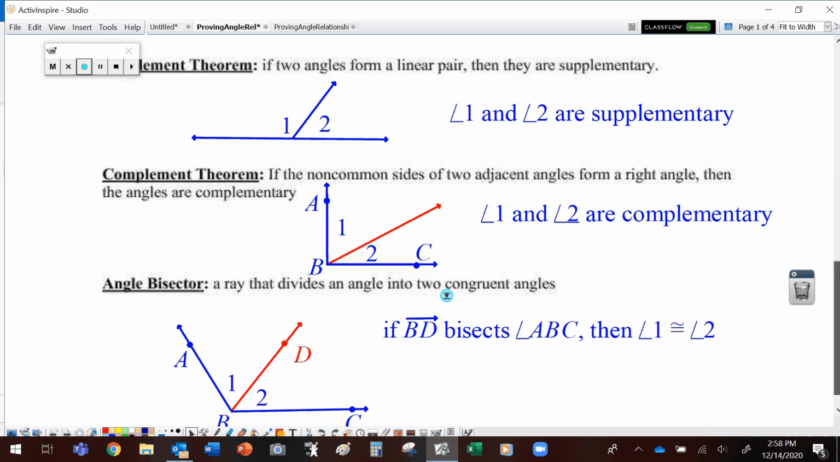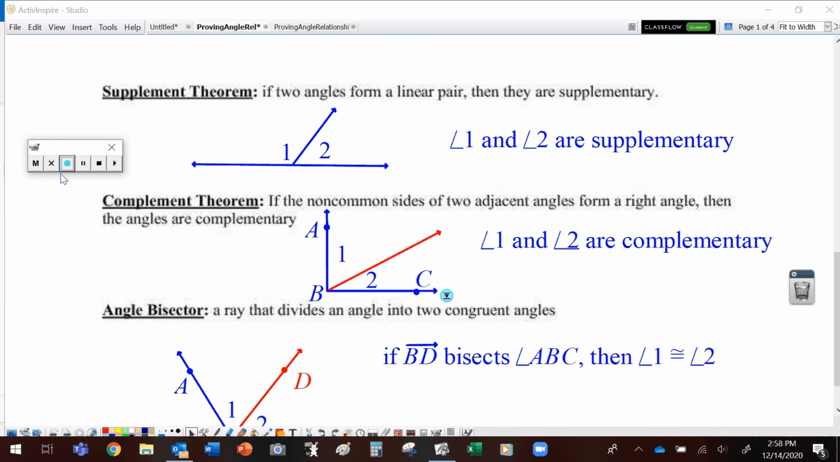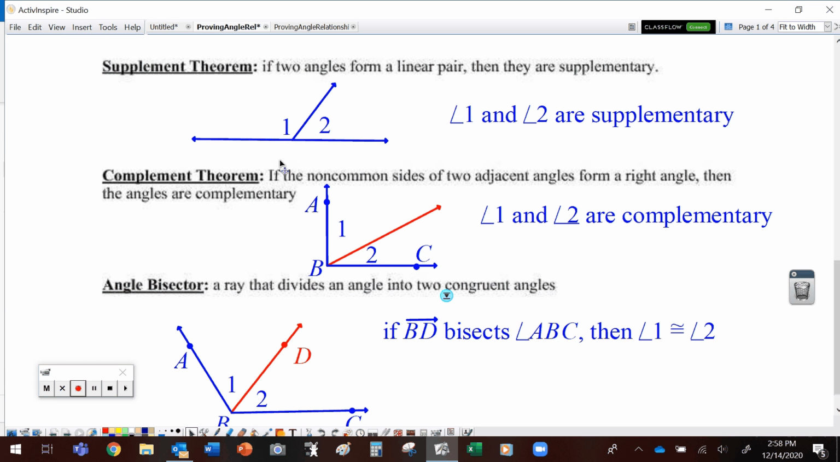Then we have the supplement theorem. Okay, now the supplement theorem is not the same as the definition of supplementary angles, so make sure you use the right one at the right time. The supplement theorem says that if 2 angles form a linear pair, then those 2 angles are supplementary. So take a look at this diagram. Angles 1 and 2 form a linear pair. They are adjacent angles whose non-common sides form a straight line. So since angles 1 and 2 form a linear pair, angles 1 and 2 are supplementary.